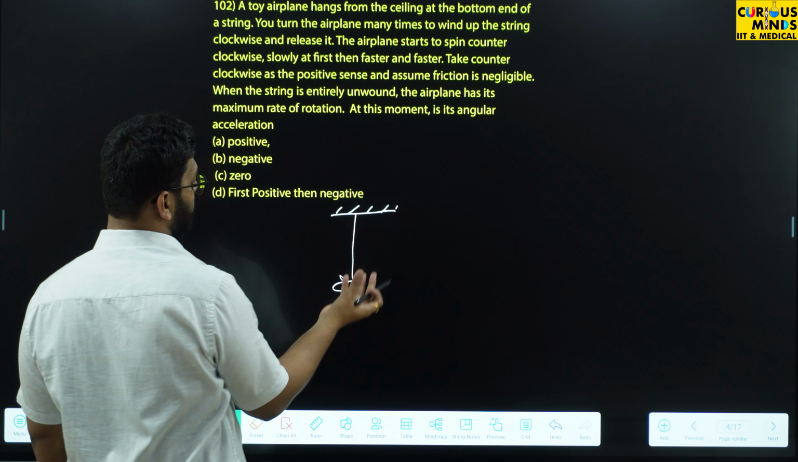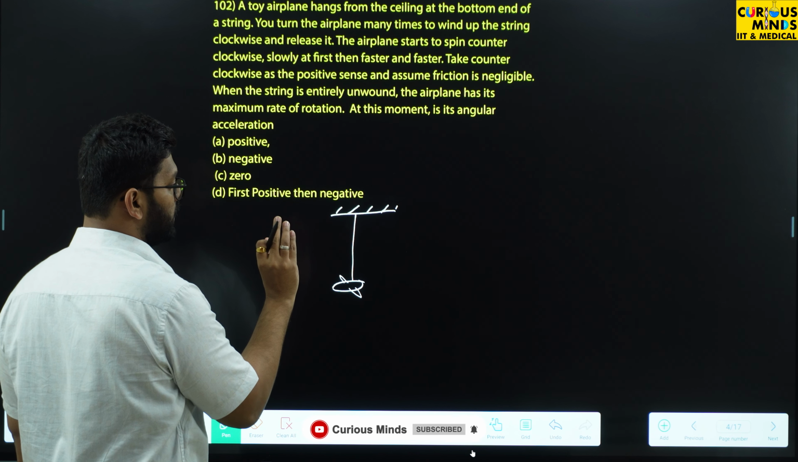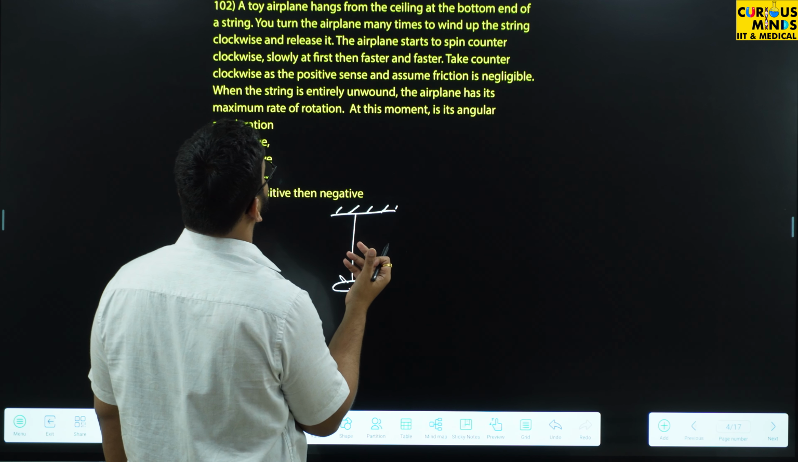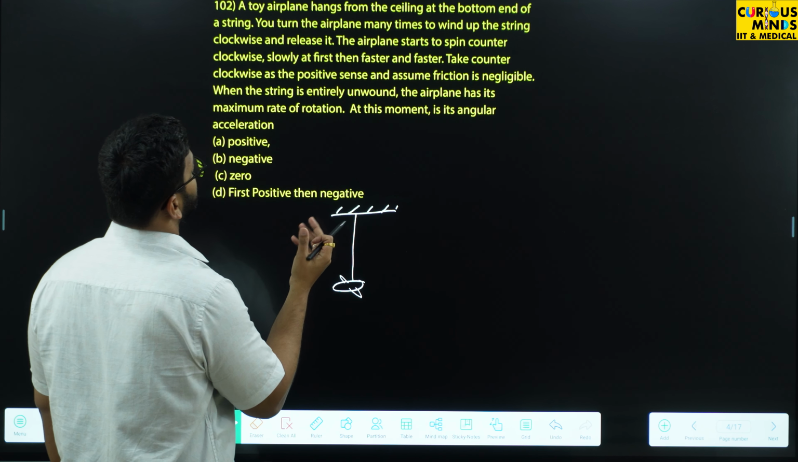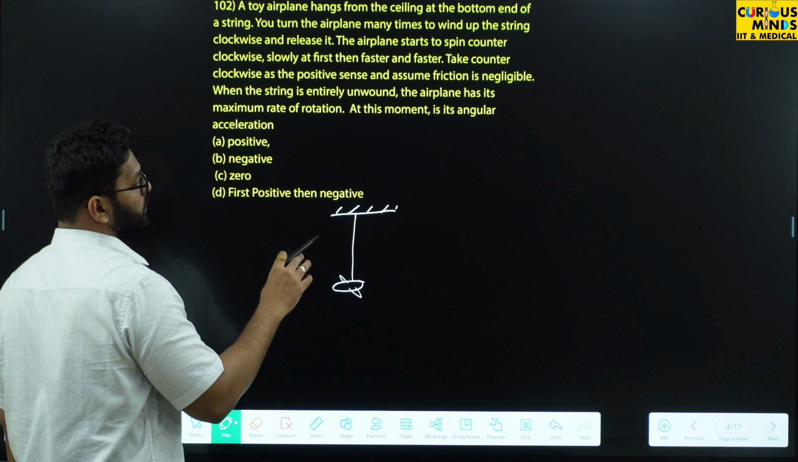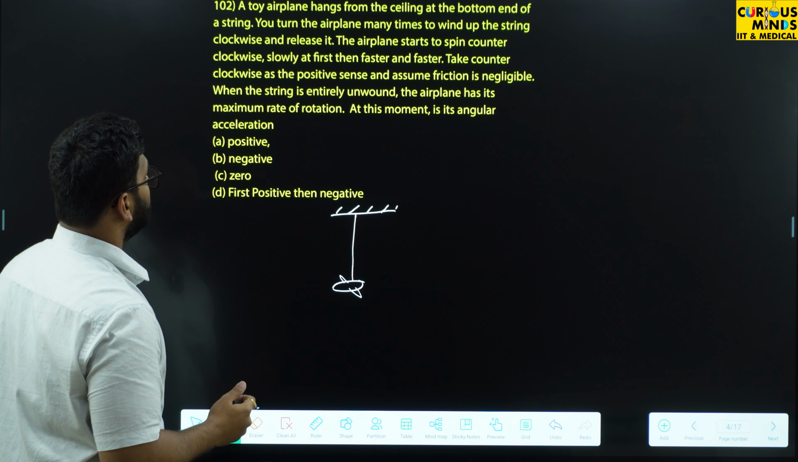Then the plane spins. Now you are winding up in a clockwise direction, so it will spin in the opposite direction, that is anti-clockwise fashion, slowly at first and then faster and faster. Take counter-clockwise as the positive sense. Okay, so this is the positive sense, and friction is negligible.